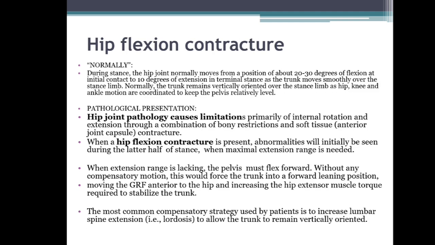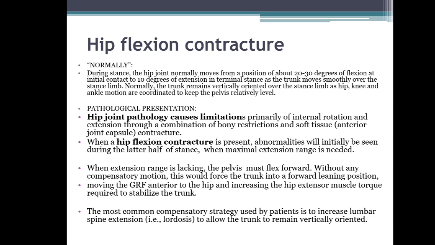trunk at strike. Next we have hip flexion contracture. Normally the hip joint moves from a position of 20 to 30 degrees of flexion at initial contact to 10 degrees of extension at terminal stance. With pathology it can cause limitation of flexion and extension.